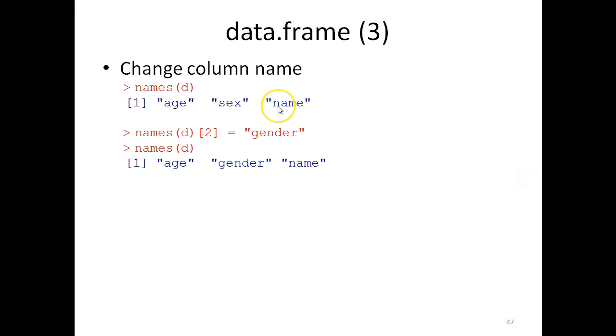If you would like to change the name of a column, you use the names command. And you write names(D). In this example, we want to change the name of the second column, so we write names(D)[2] equals gender. That means this element sex is changed to gender. If we now look at the names, we get age, gender, name. And if we look at the entire data frame, you would see that the second column has a new name, and it's gender.